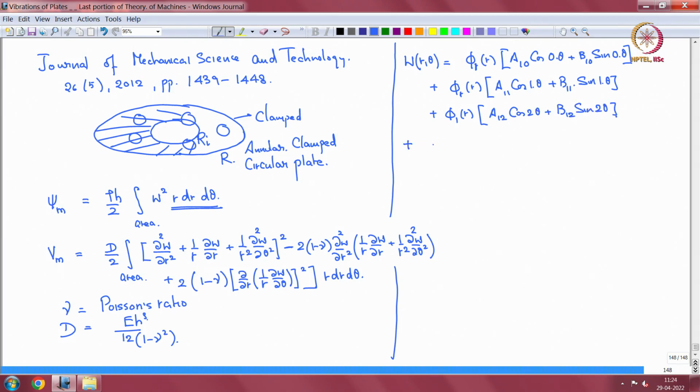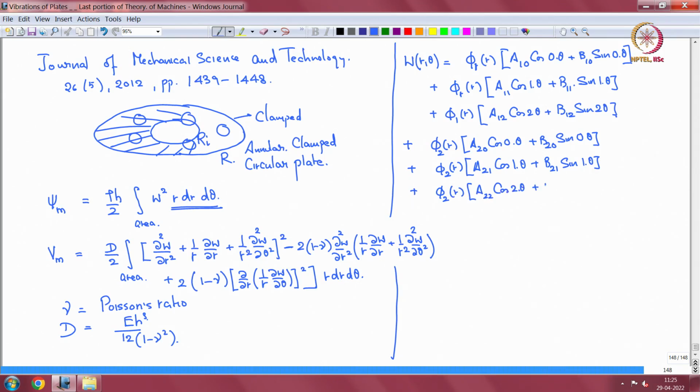plus the higher level function in radial direction phi 2 of r, next function, then A20 cos 0 theta plus B20 sin 0 theta plus phi 2, same phi 2 r, A21 cos 1 theta plus B21 sin 1 theta plus phi 2 of r A22 cos 2 theta plus B22 sin 2 theta and so forth.